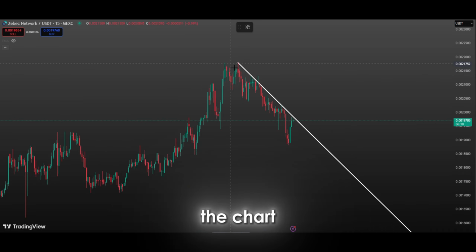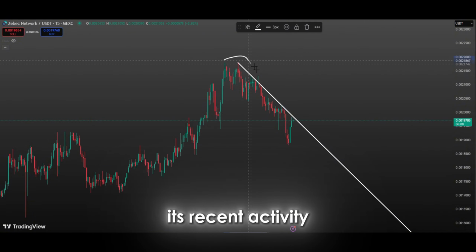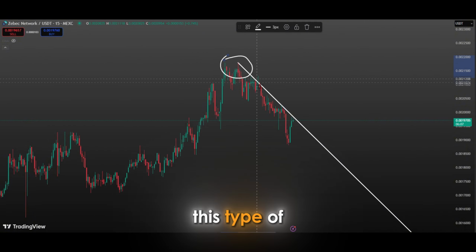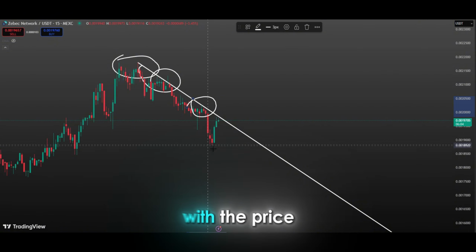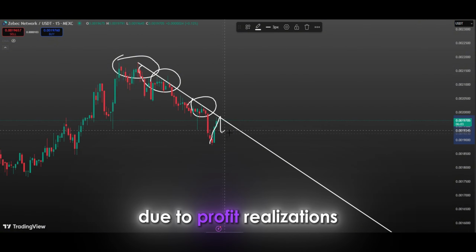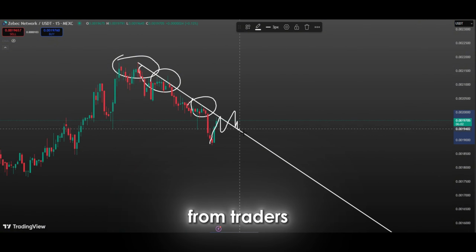Looking closely at the chart, it is clear that the price has formed a short-term downtrend structure in its recent activity. This type of structure usually indicates that the market has been in a downward trend for a certain period of time, with the price continually making lower highs and lows due to profit realizations or selling pressure from traders.